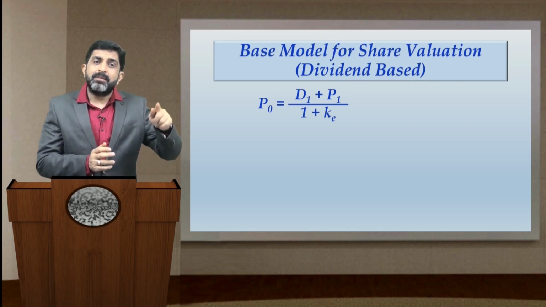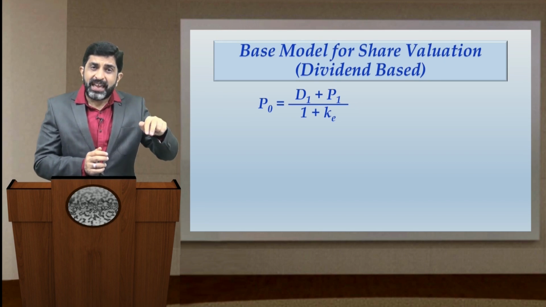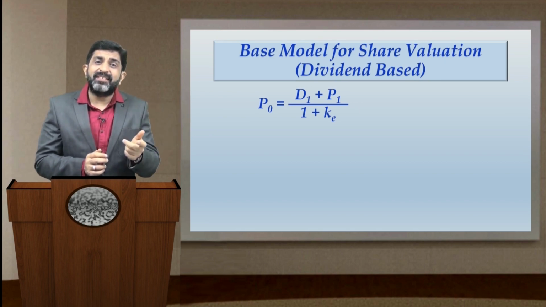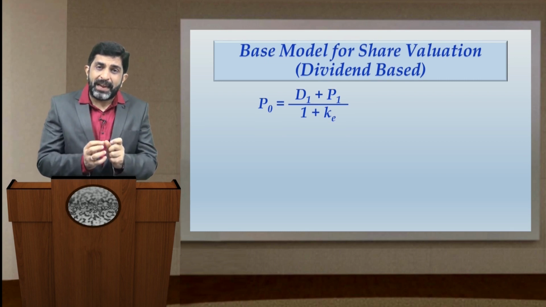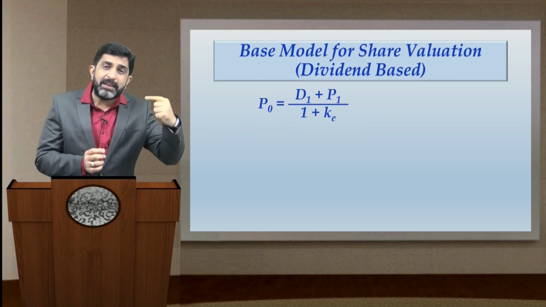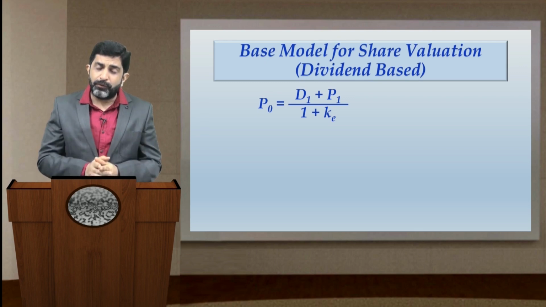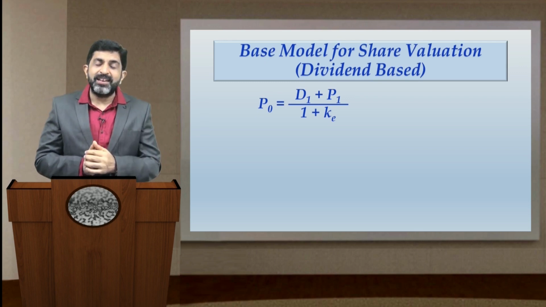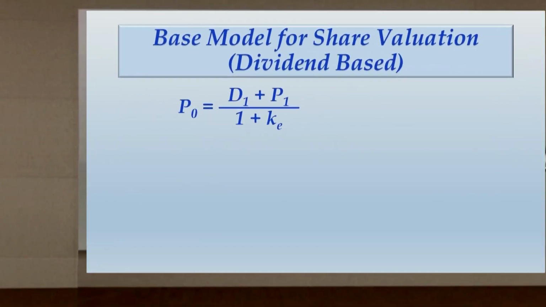So D1 plus P1 future cash flow divided by 1 plus KE, then 1 plus KE indicates the factor for computing the present value. So 1 plus KE is the factor. When you divide D1 plus P1 by 1 plus KE, you arrive at the present value of the share. So do one thing, keep paying attention on the screen and I show you something more in this category.